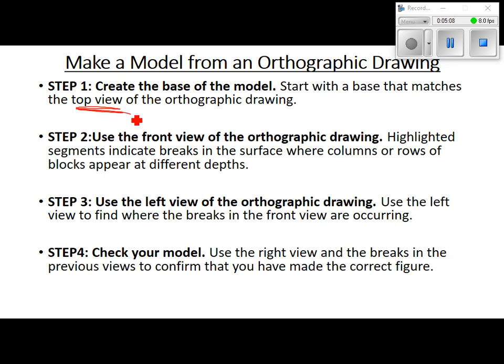And then you check your model. Use the right view and the breaks in the previous views to confirm that you have made the correct figure. So 4 steps. And again, I'm not real good at this. I'm not expecting that you're going to be spectacular at it. Many of you may be a whole lot better at it than I am, because it depends a lot on how artistic you are and how you can perceive things from 2 dimensions to 3 dimensions. So it might be a whole lot easier for you guys than it is for me.